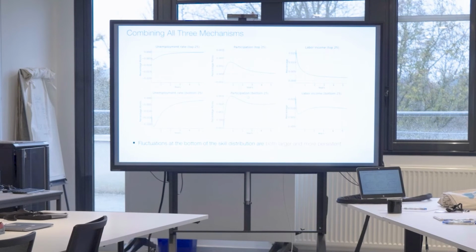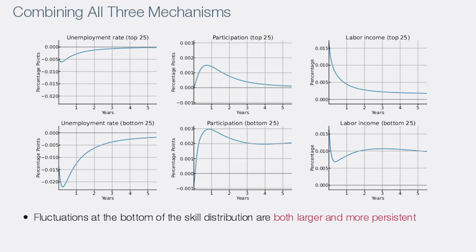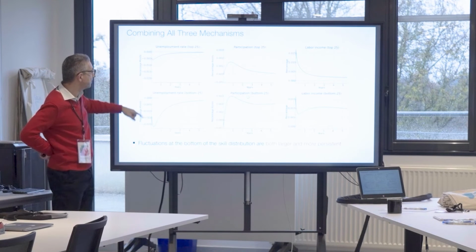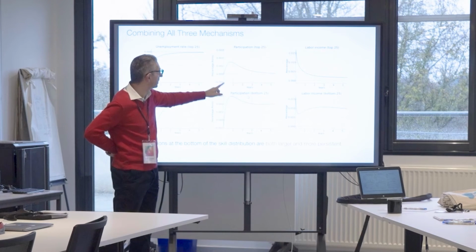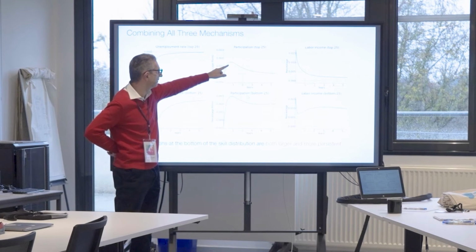So you see this at work very clearly in the simulation of the model. This is an impulse response function out of a demand shock, and these are the outcomes of unemployment, participation, and labor income at the top quartile of the distribution and at the bottom quartile of the distribution. Here you see the exposure. You see that unemployment at the bottom fluctuates more than unemployment at the top. Because of this, participation at the bottom increases more than participation at the top. Okay.